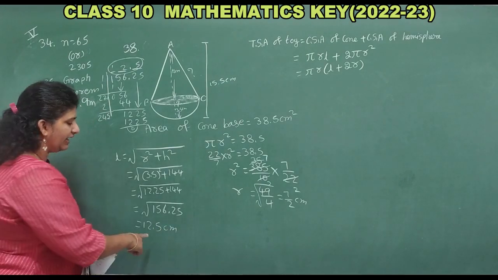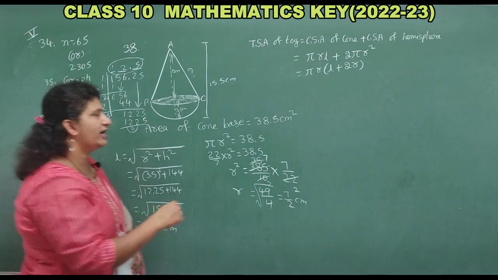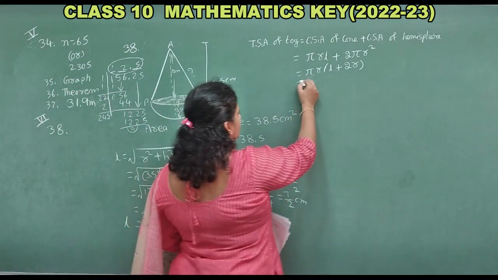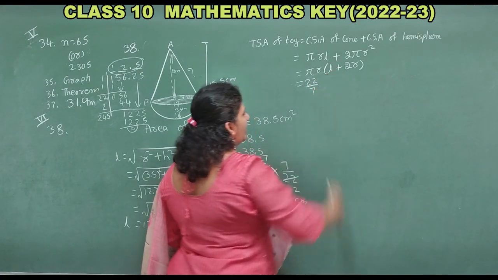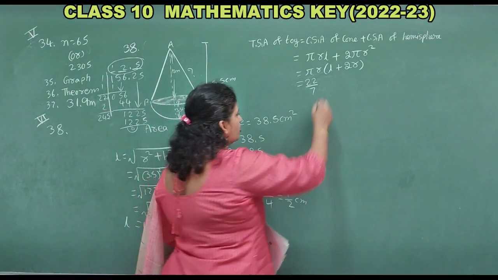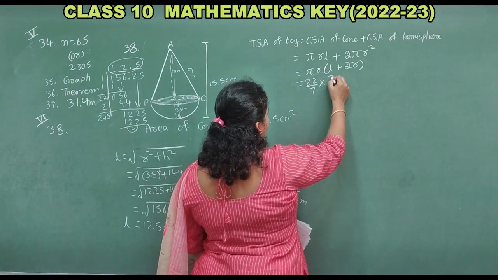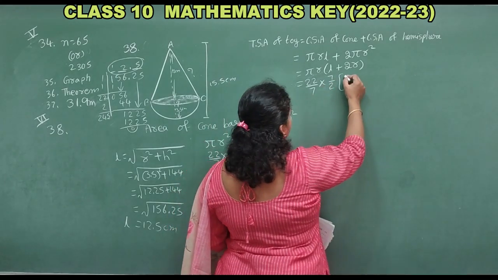What is the slant height length? 12.5 centimeters. Now let's find the TSA. Now let's substitute in this. Pi value is 22 by 7. And for the R value, either you can take 7 by 2 or 3.5, anything of your choice. Let me take R as 7 by 2. And slant height, L value is 12.5.